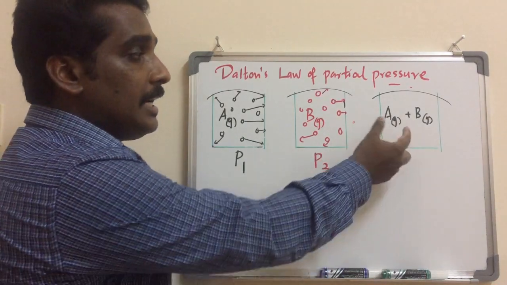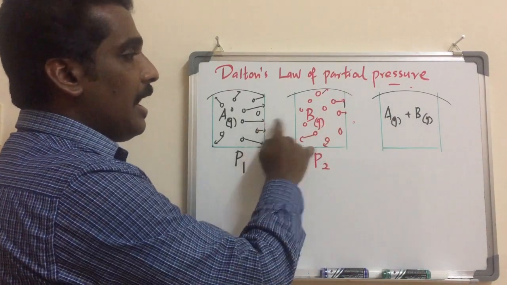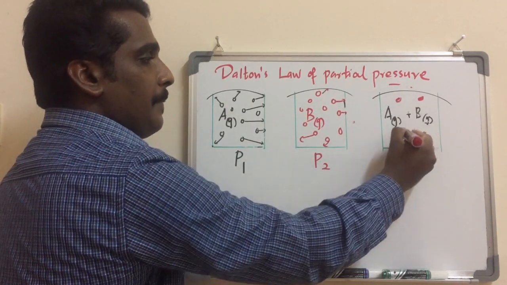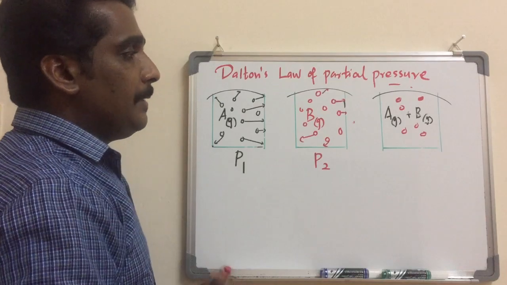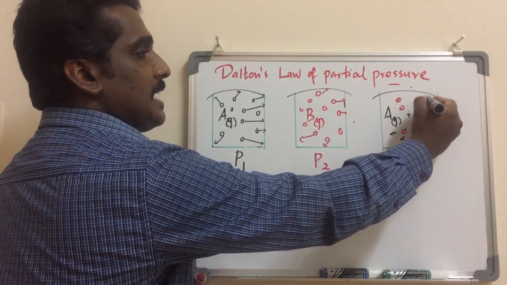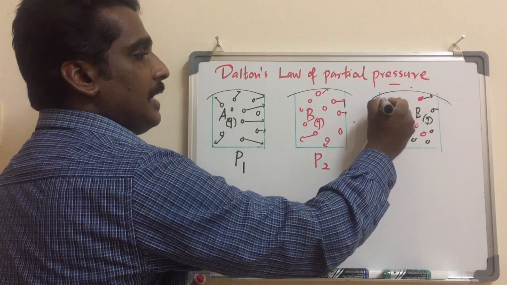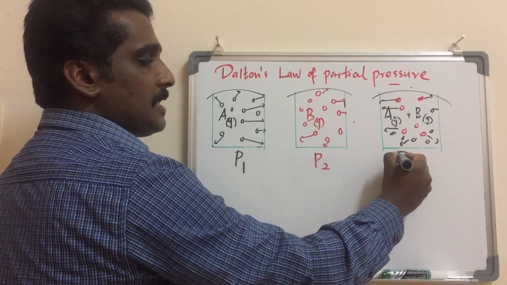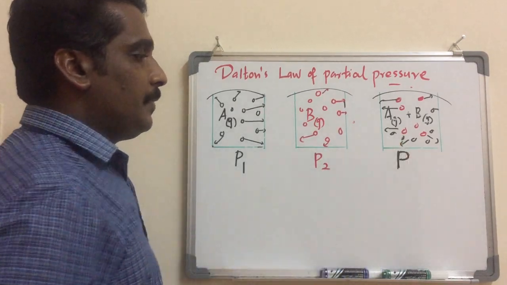The third vessel contains two gases, A and B. Red indicates B and the other is A. These gases collide with the wall of the container and produce a pressure, which we represent by the letter P.